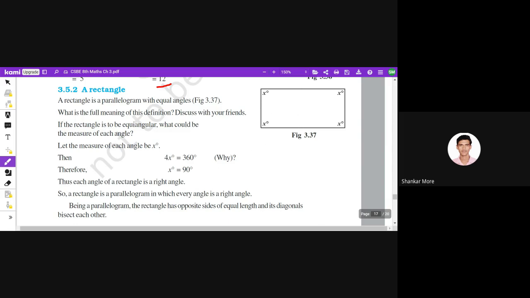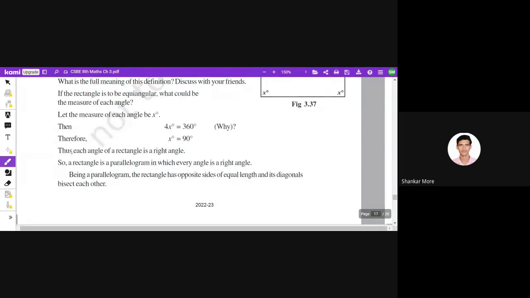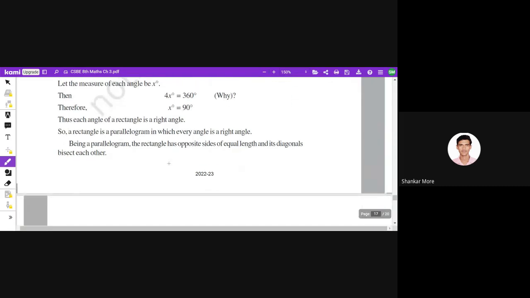मतलब हर एक एंगल जो है वो 90 डिग्री का रहेगा. So thus each angle of a rectangle is a right angle. So a rectangle is a parallelogram in which every angle is a right angle. So being a parallelogram, the rectangle has opposite sides of equal length and its diagonals bisect each other.